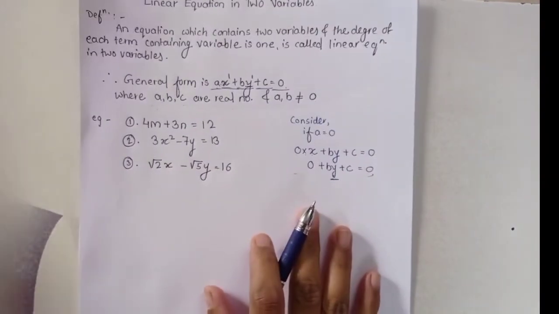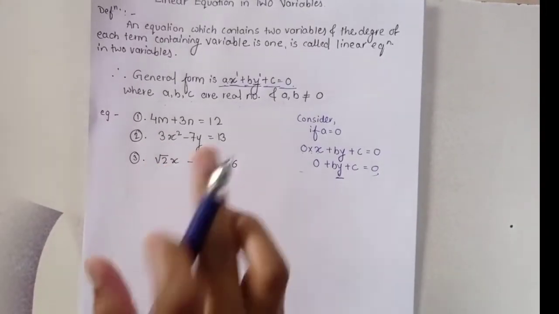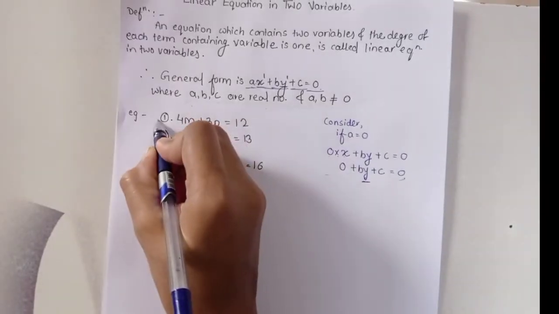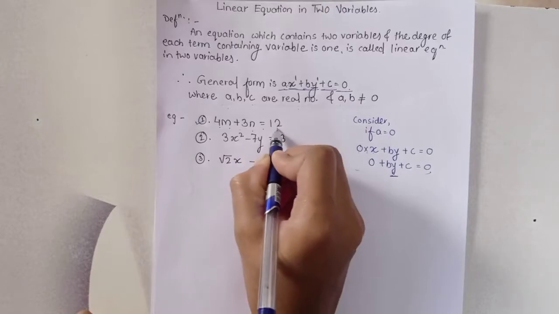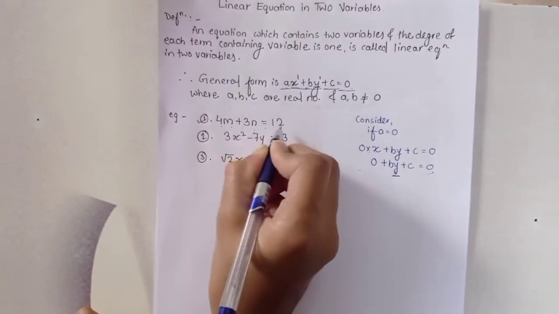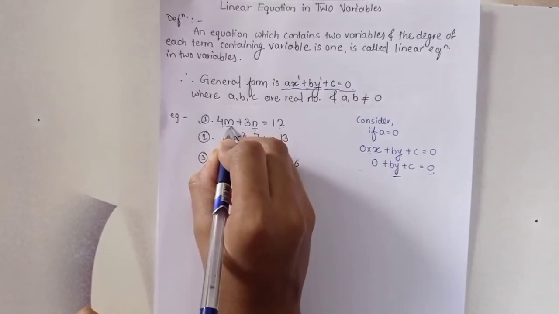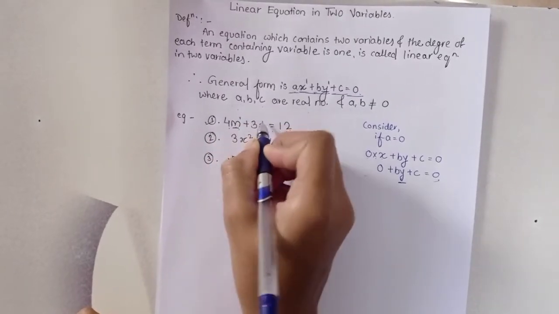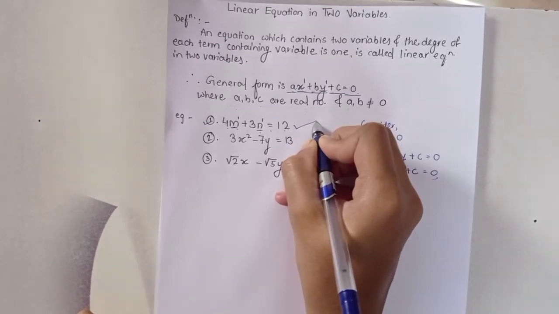Now, we will see examples of whether the given equation is a linear equation in two variables or not. Now, example number first. 4m plus 3n is equal to 12. Here, first of all, we have to see in the given equation if there are two variables. Here two variables are there, m and n, and its power is also 1. Therefore, this is a linear equation in two variables.